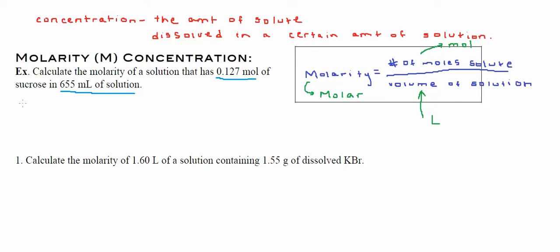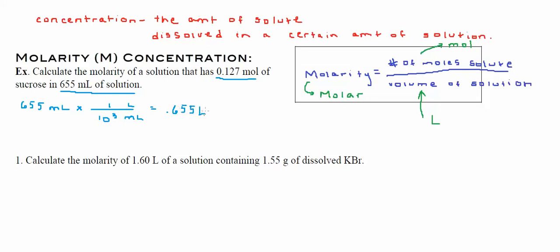Now, if you can do this in your head, awesome. If you're not comfortable yet, I need you to write it out. So you have 655 milliliters, so mL. I need to get into liters, so I put milliliters on bottom and liters up top. For every 1 liter, there are 10 to the 3rd milliliters. So you're going to take 655 and divide it by 1,000, and you get 0.655 liters.